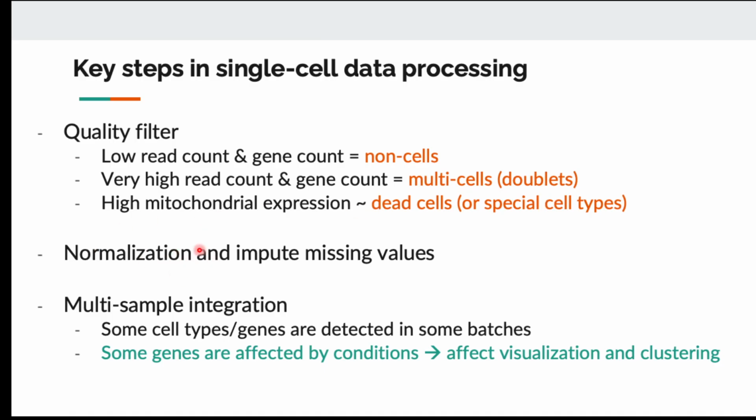The next step would be how to normalize the data, because we have very low read counts, so the data is going to be very noisy. How can we normalize it? How can we standardize it? And the last one, for the processing stage, will be how to correct for the batch effect.